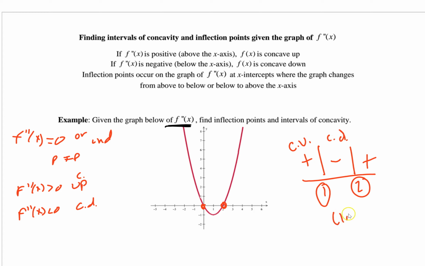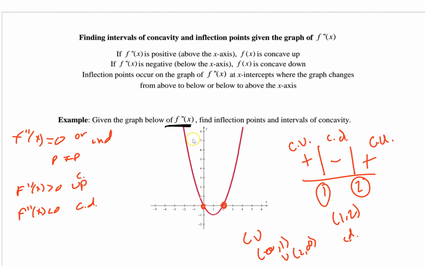Right? So 1 to 2 is concave down. And then concave up again. Right? 2 to infinity and negative infinity is concave up. Negative infinity to 1, union 2 to infinity. So that's the idea. Right? So you just want to treat it like it's a sign chart.